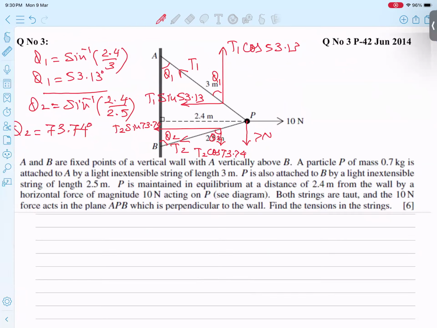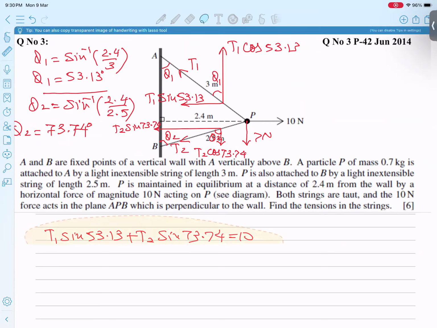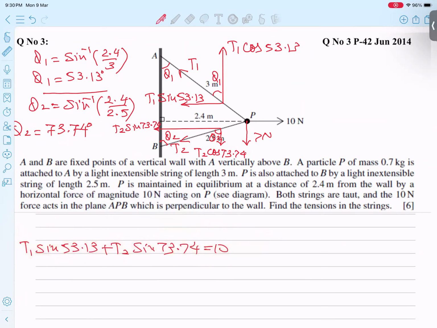Right side forces are equal to left side forces, and upward forces are equal to downward forces. So I have two choices. I'm writing here T1 sine 53.13 plus T2 sine 73.74 is equal to 10. This is called the horizontal components. Now let's talk about vertically.